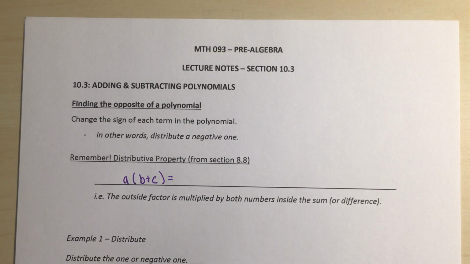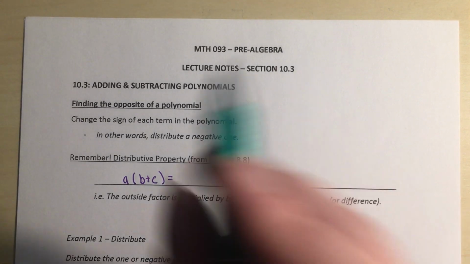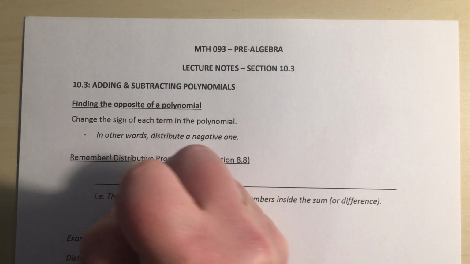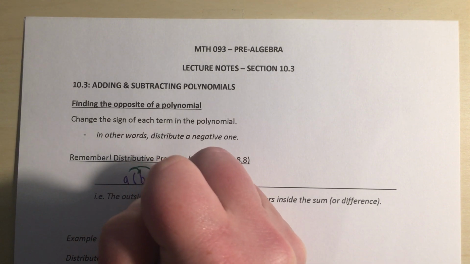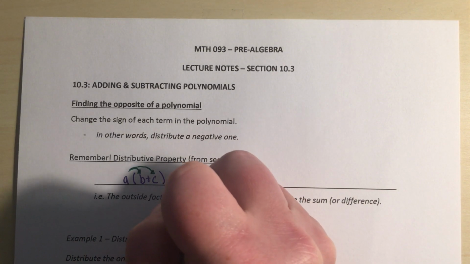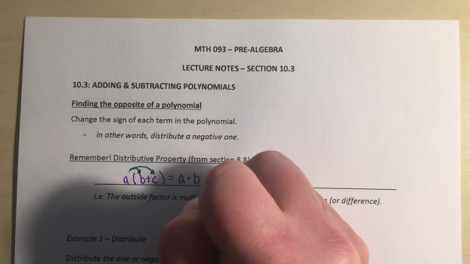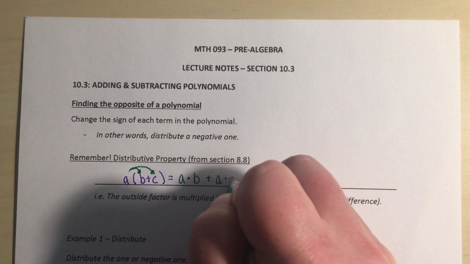So when we're thinking about our distributive property, our outside factor is being multiplied by both numbers inside the sum or difference. That means that number that's out front is going to be multiplied by both numbers that are inside. So we're going to take a times b plus a times c.